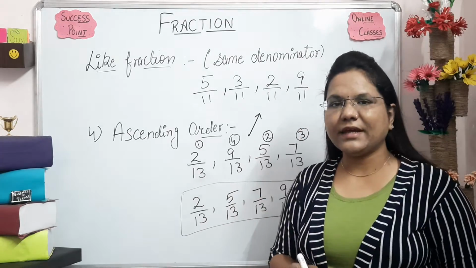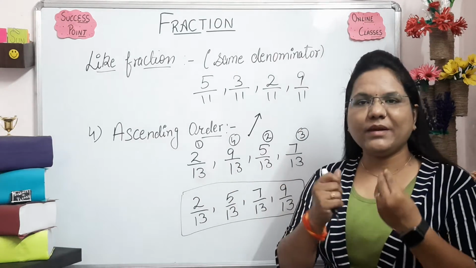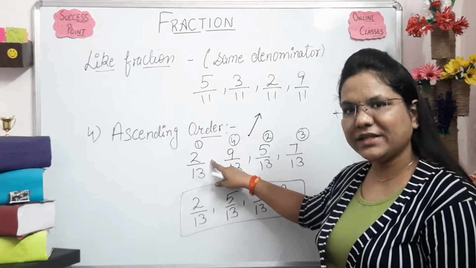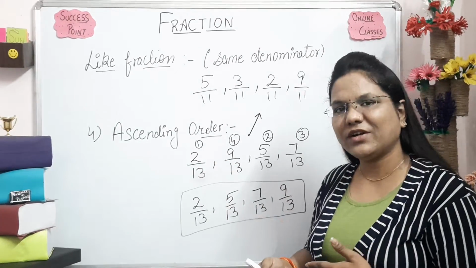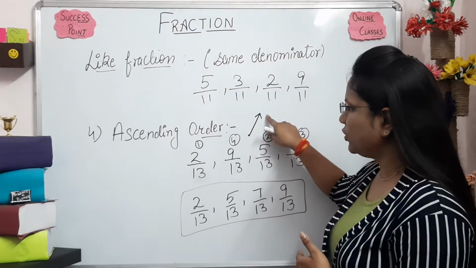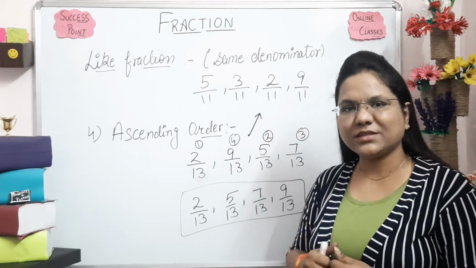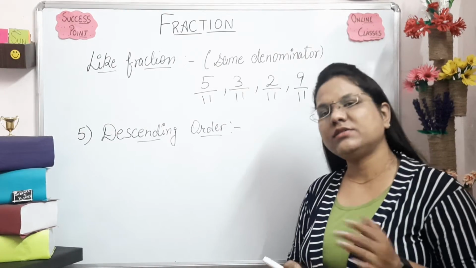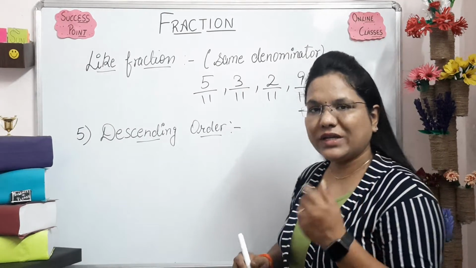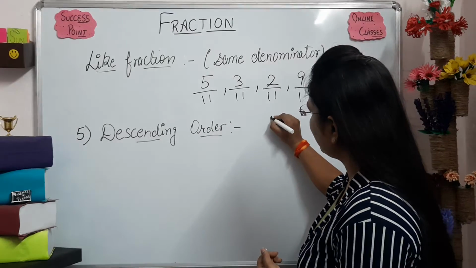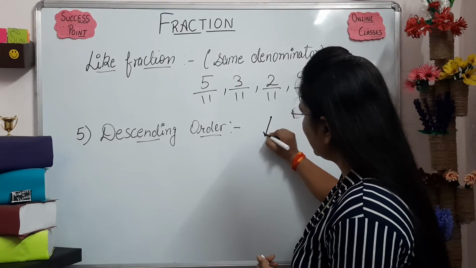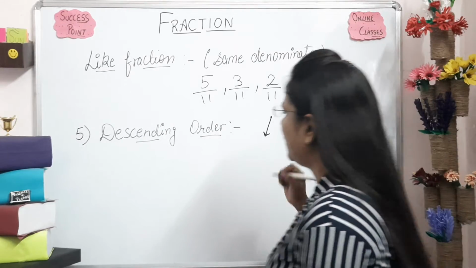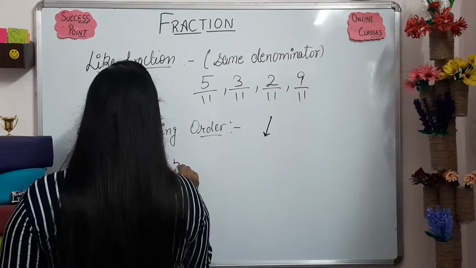So if we get the same denominator, then it will become very easy for us. We just have to check the numerators and arrange in ascending order, that means smallest number to the greatest or biggest number. As we did ascending order, now we will do the same for descending order. What is the change? We have to move from up to down, means biggest number to the smallest number. Okay, let's take an example.